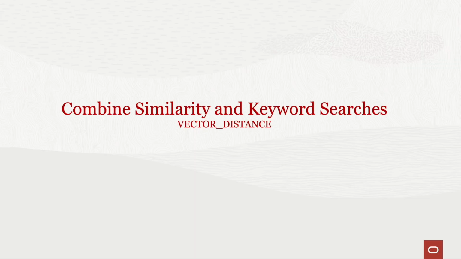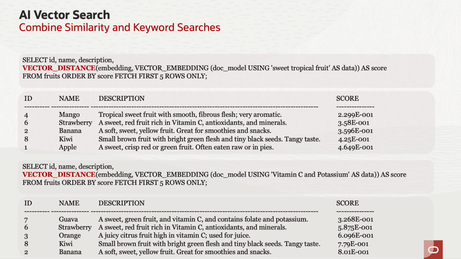Now let's see how to combine similarity with keyword searches. We are considering the vector distance with the default metric cosine in the select query. The lower the distance, the more similar it is to the query. This means we look for a list of vectors ordered by how close they are to the query. The first result is the closest match.